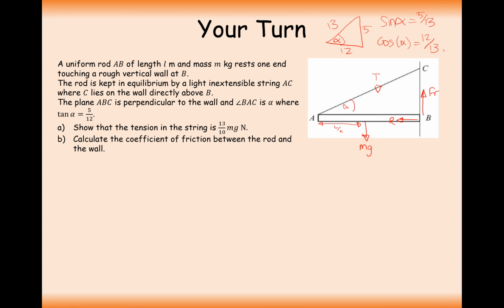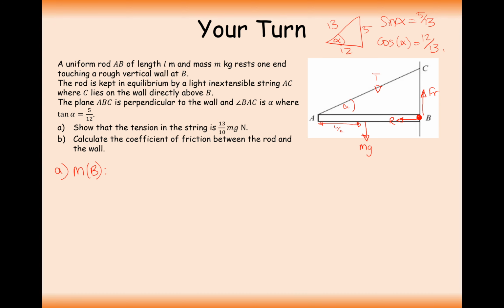So let's give it a go then. Show that the tension in the string is 13/10 mg. Now the strategy for doing this question is to take a moment about point B. It's quite good to take a moment about point B because there are lots of forces acting at B, and the good way of cancelling them all out is just by taking a moment at that point.